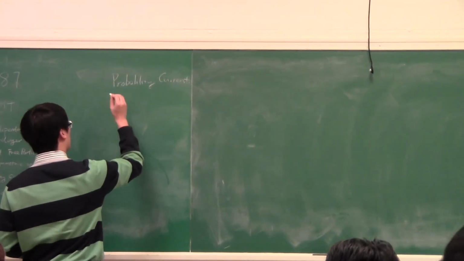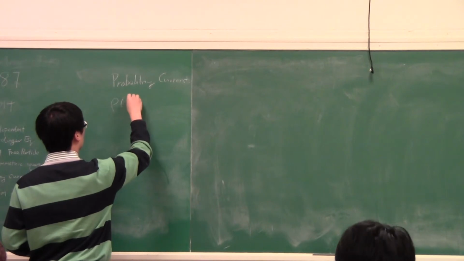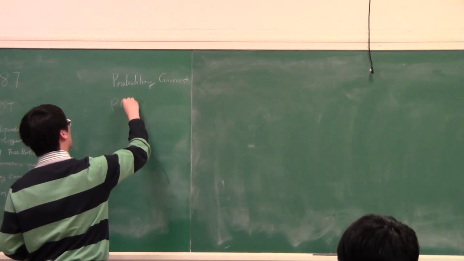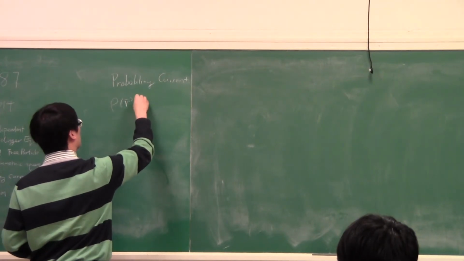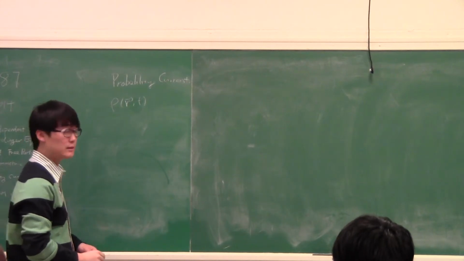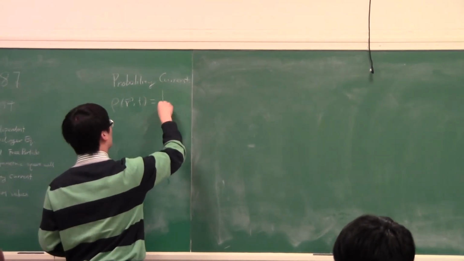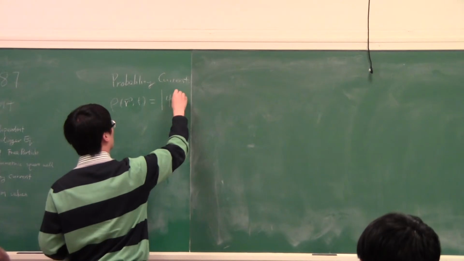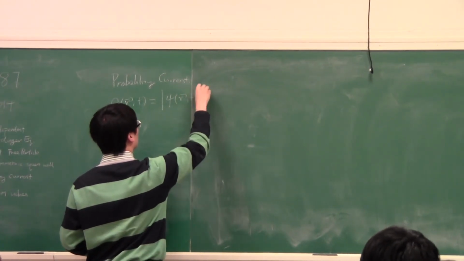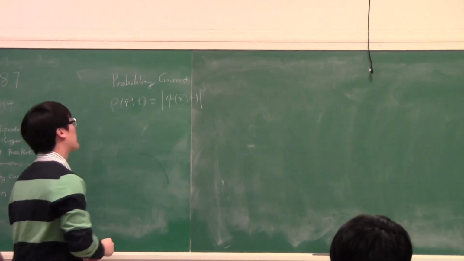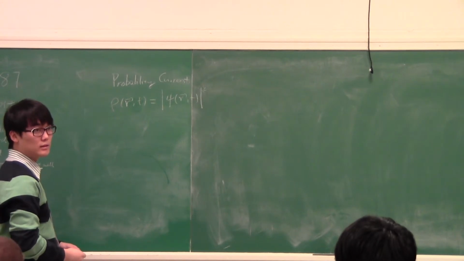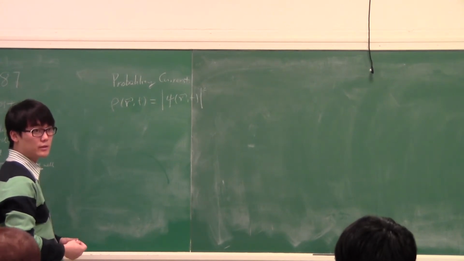So I can define a probability density. Let's say, this is general enough, let's say in 3 dimensions. There's a probability density, which is defined as the magnitude square of the wave function. And the probability density is connected to the interpretation of the wave function.